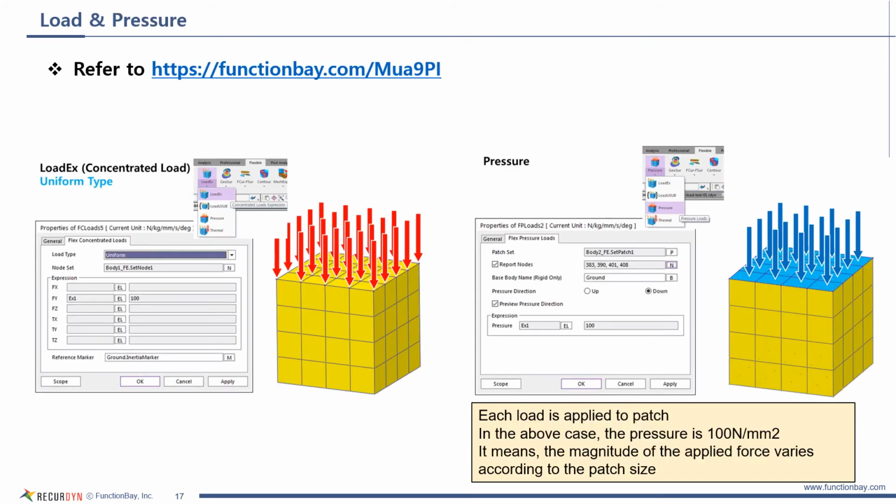As you can see, in case of load, the specified value for each node is applied as it is. In case of pressure, the magnitude of the applied force can vary according to the size of patch. For pressure, a converted value is applied to each node considering the area of the entire patch.